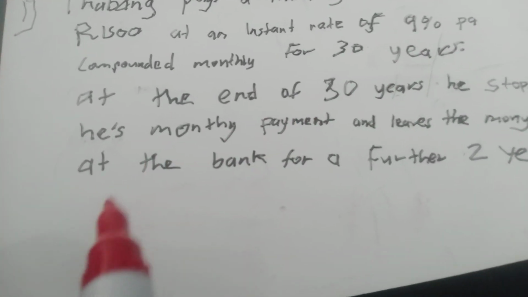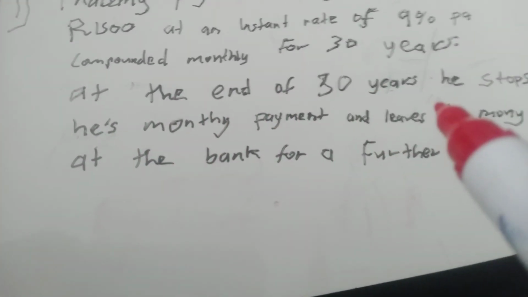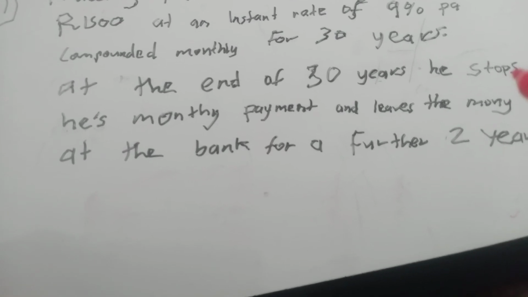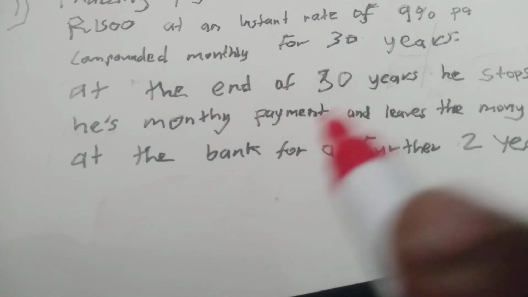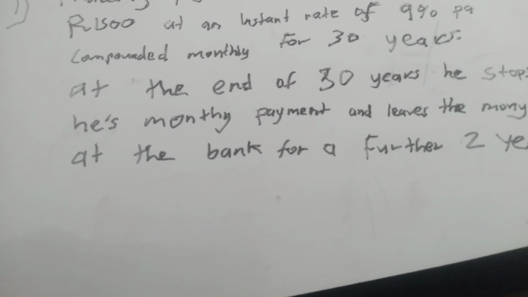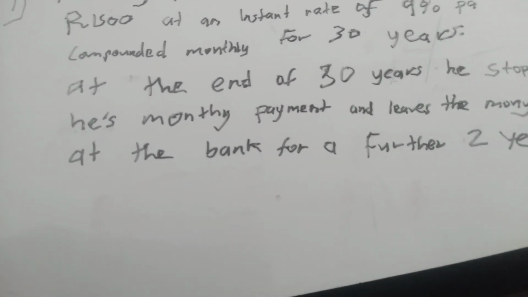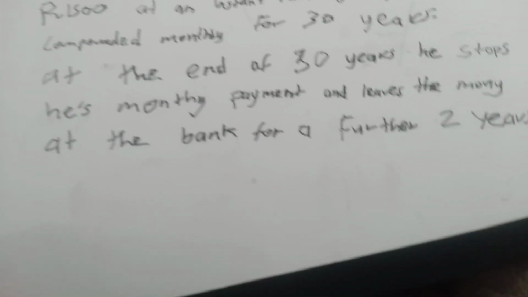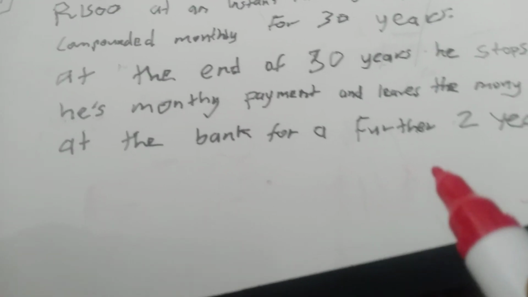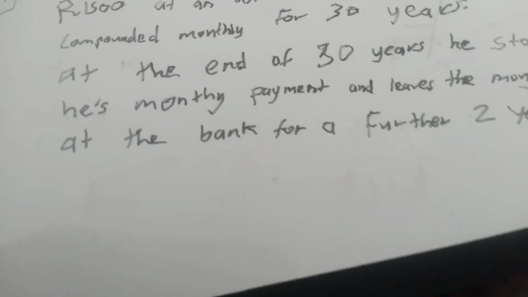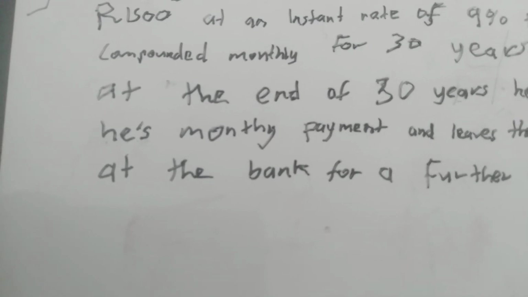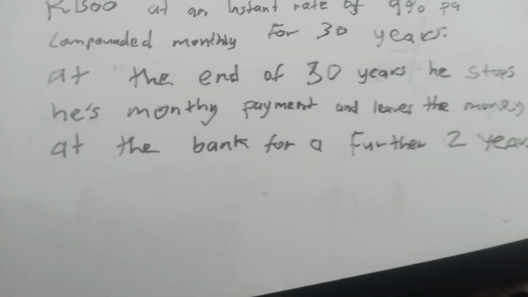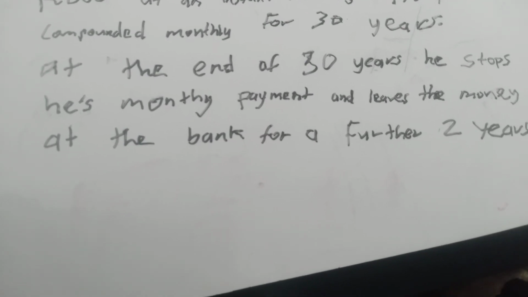And then they said something else. They said at the end of the 30 years, he stops paying, right? He stops his monthly payments. So he has been paying for 30 years, then after the 30th year he stops. But they said something else: he leaves his money at the bank for a further 2 years, right? So basically, the guy has been paying for 30 years, and then he stops on the 30th year and leaves it for a further 2 years.